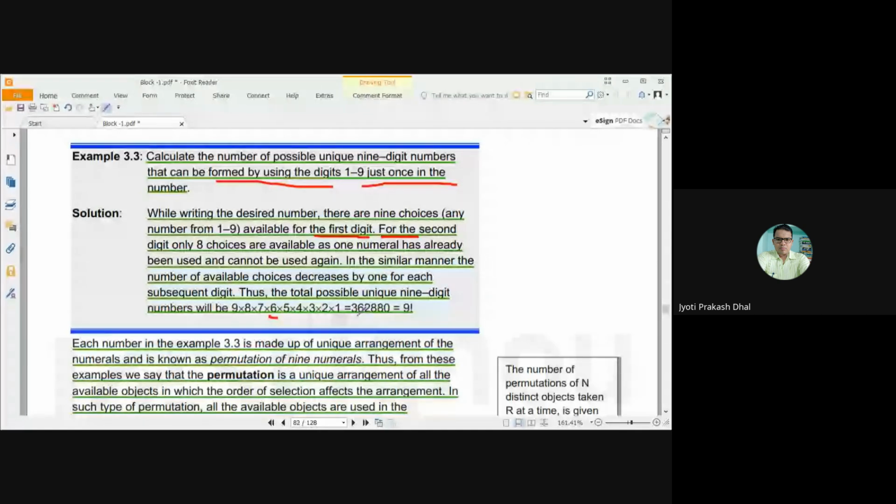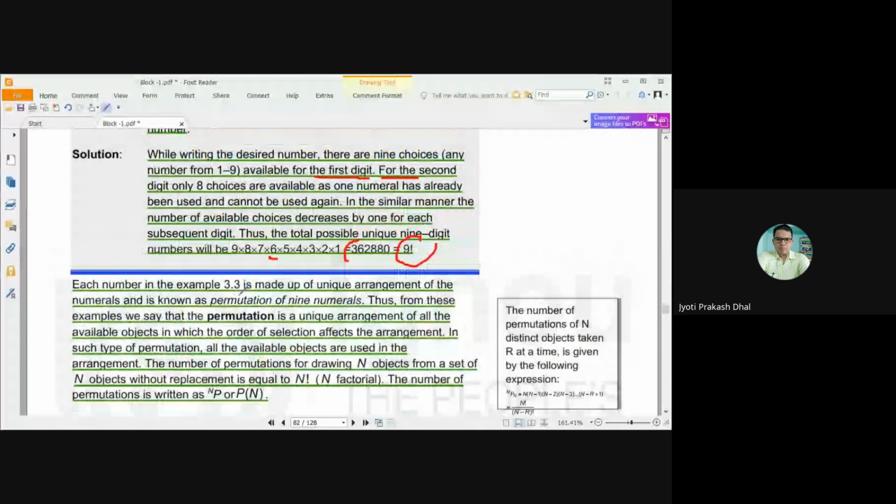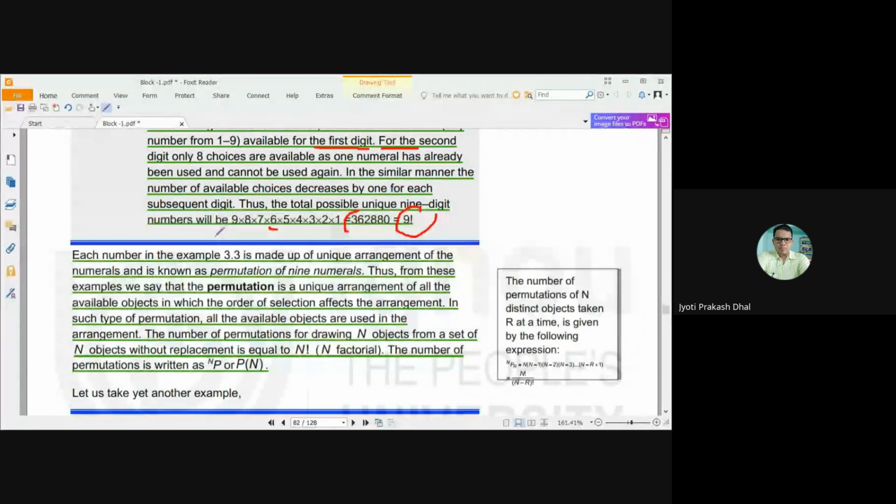So the total number of possibilities of getting a unique 9-digit number will be equal to 3,62,880. So that is 9 factorial. Here we have discussed example 3.3. Each number is made up of a unique arrangement of the 9 numbers, which is known as a permutation of the 9 numbers.